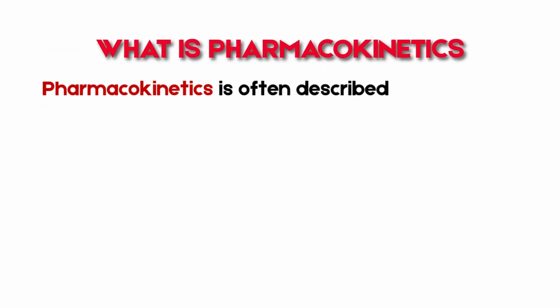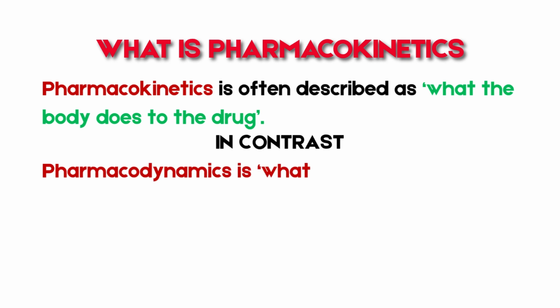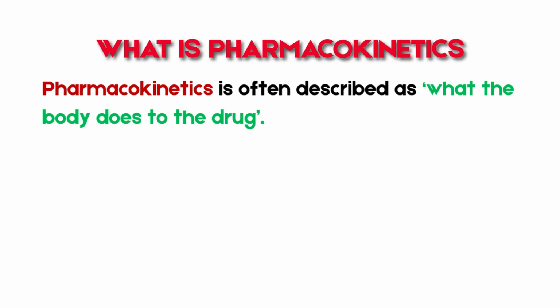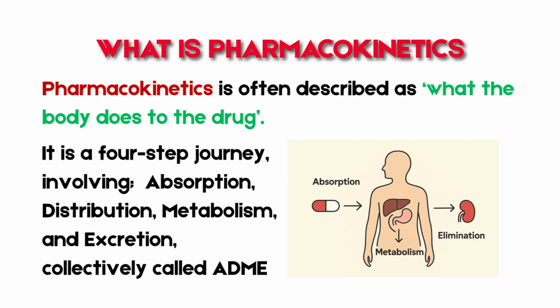Pharmacokinetics is often described as what the body does to the drug. In contrast, pharmacodynamics is what the drug does to the body. Pharmacokinetics is all about drug movement: how it enters, moves around, is broken down, and leaves. It is a four-step journey involving absorption, distribution, metabolism, and excretion, collectively called ADME.